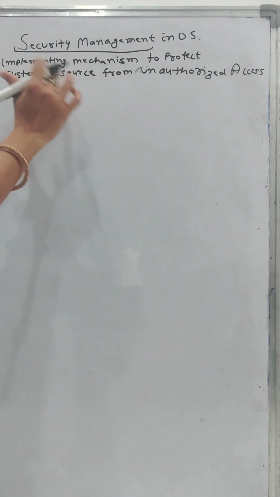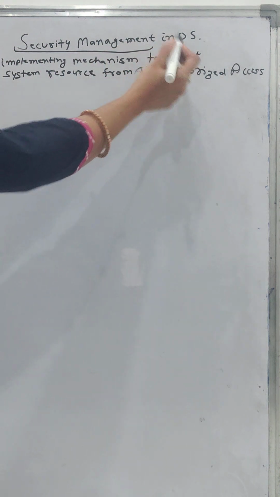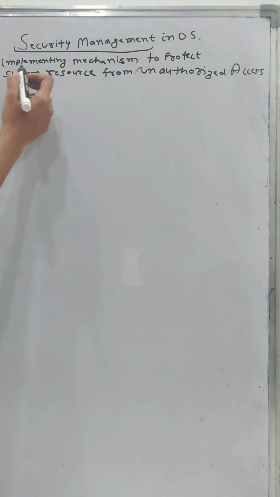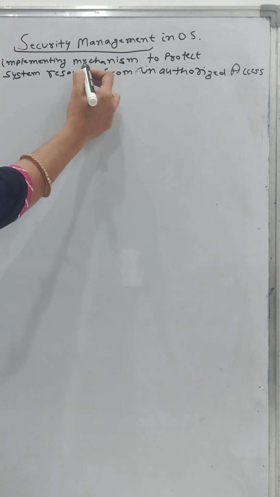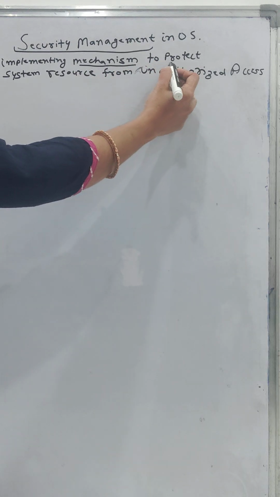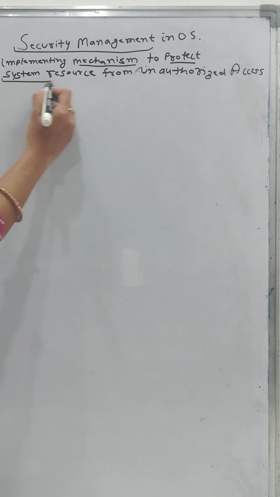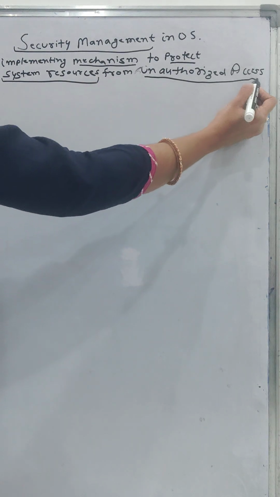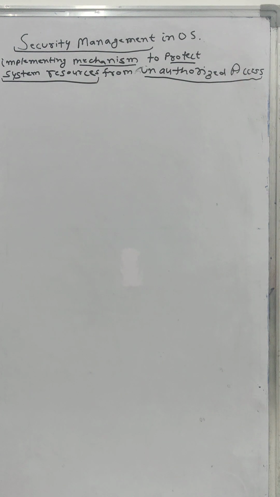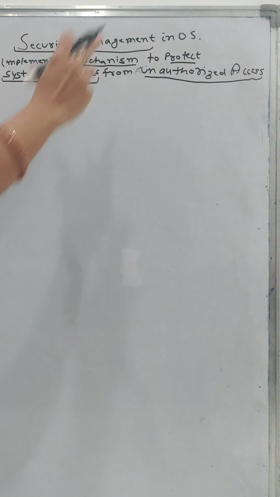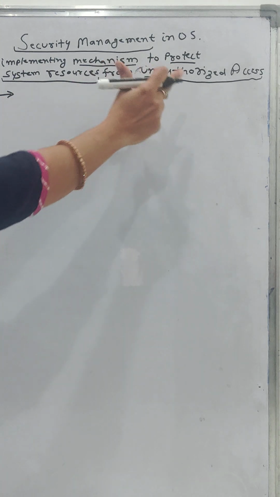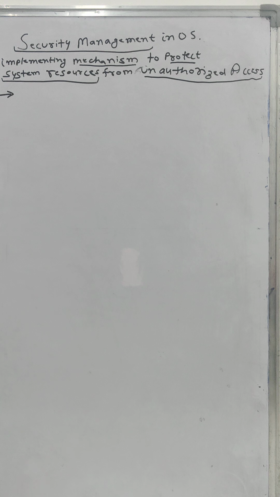Hello friends, so today we will see security management in operating system. So what is security management? This is basically implementing mechanisms to protect system resources from unauthorized access. The security management component of the operating system will implement some mechanisms which will protect your system resources from unauthorized access.